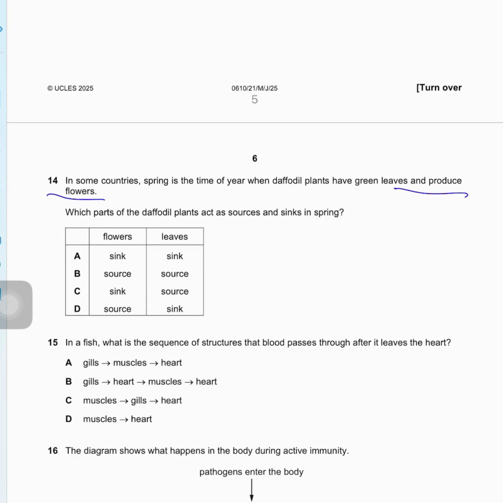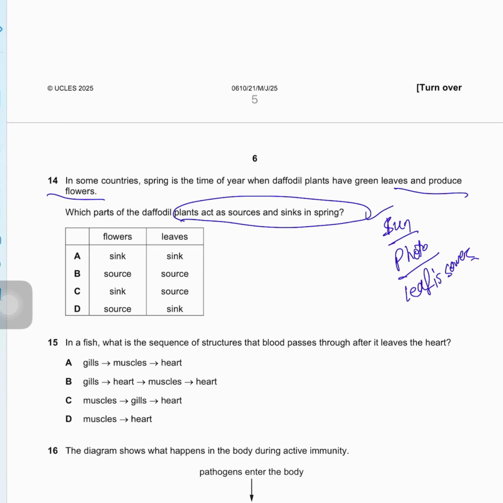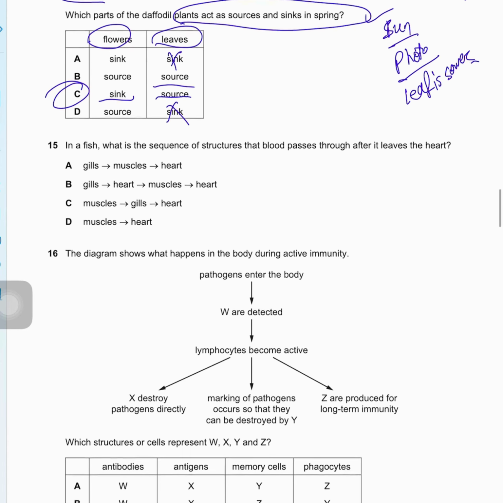and produce flowers. So it's a flowering plant. Which part of the plant acts as source and sink in the spring? So it's spring, which means that there is sun, which means that there is photosynthesis, which means that the leaf is a source. So what's your answer? Flower is the sink, leaf is a source, or what are we going to say? So we said leaf is a source, right? So my answer could be between B and C, because the leaf cannot be a sink. So if a leaf is a source, the flower is always what? Excellent, it's a sink. So 14C.